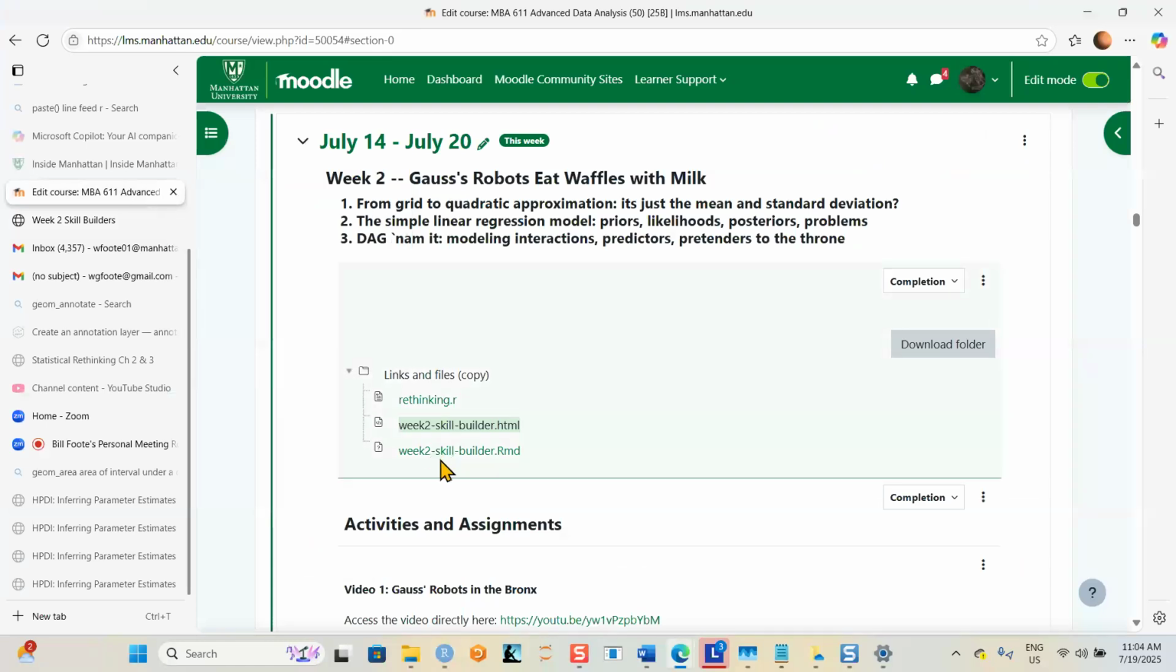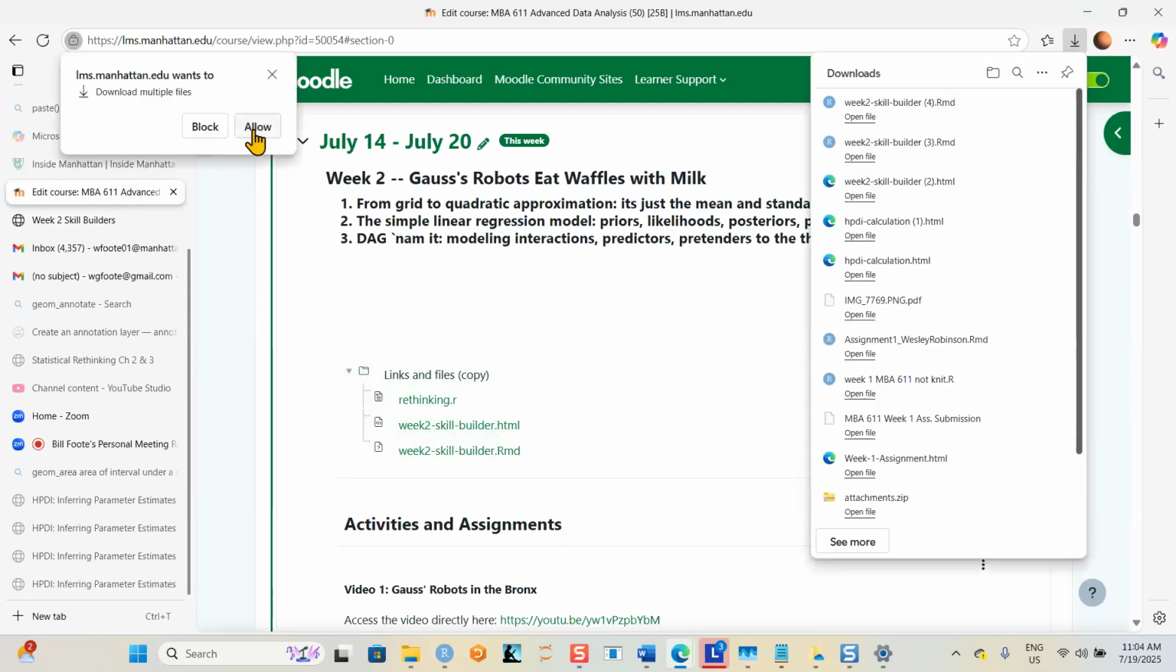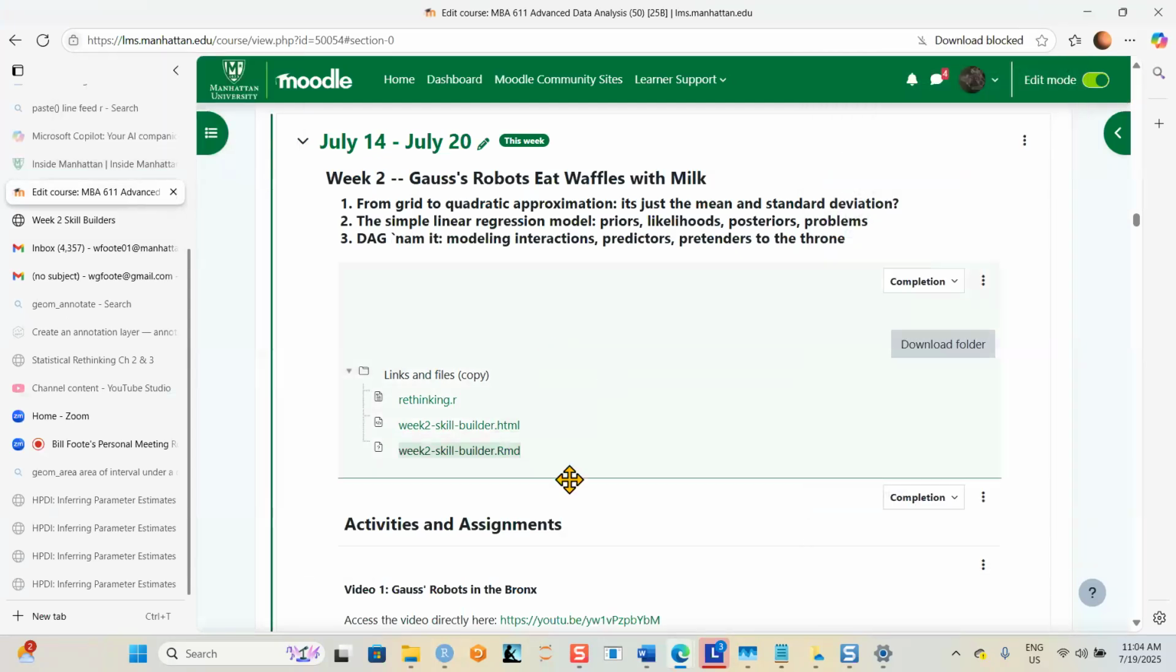Okay, let's go back to here, and I just want to bring up the course, and here's the R builder. Call these skill builders. We just need one. Let's see if I can get it downloaded here.